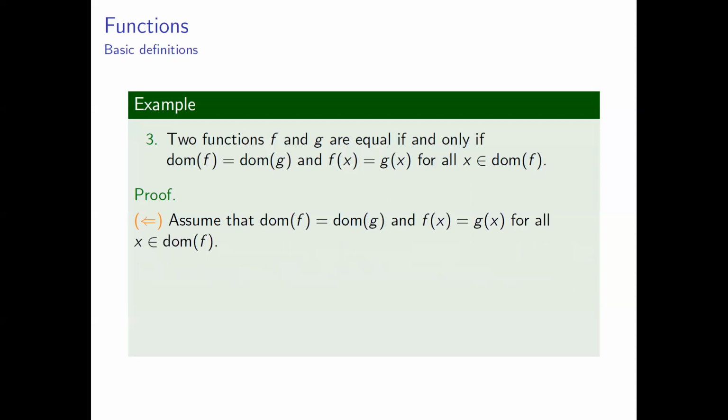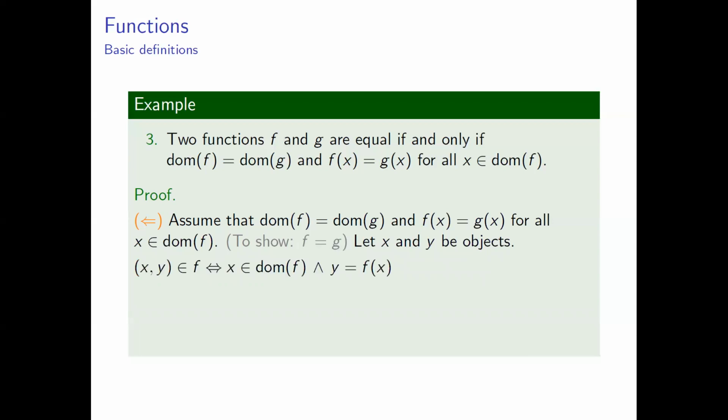For the converse, assume that the domain of f is equal to the domain of g, and that f(x) equals g(x) for any object x in the domain of f. We will show that f equals g. Let x and y be objects. The ordered pair (x, y) is an element of f if and only if x is an element of the domain of f and y equals f(x).